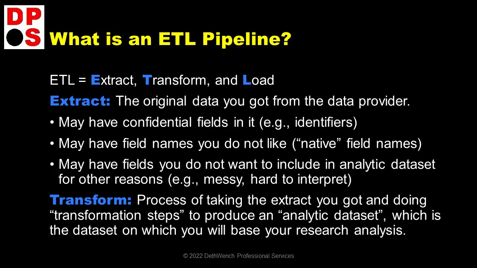So transform refers to the process of taking the extract and doing transformation steps with your code to turn it into the analytic dataset, or the dataset on which you will base your research analysis. I say transformation steps because if you do this stuff, you will know that even in relatively simple cases, you often have to do a lot of coding to go from the original variables you got to the analytic variables you actually want. All that coding is called transformation code, and each change you make to go from the native extract to the analytic dataset is called a transformation step.